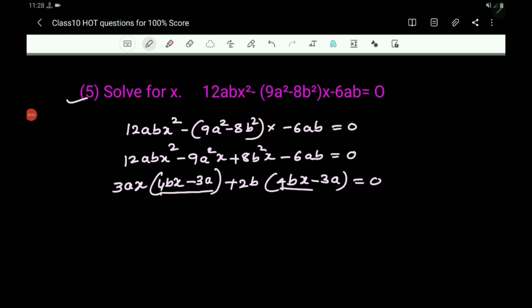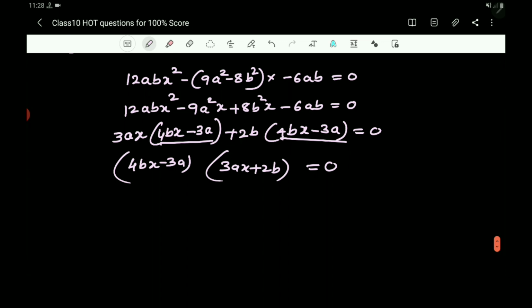4bx minus 3a. So you can remove that as a common, 4bx minus 3a. And here what is remaining? 3ax, and you write plus 2b equals 0. Now you equate each factors to 0. So write that 4bx minus 3a equals 0, or 3ax plus 2b equals 0.